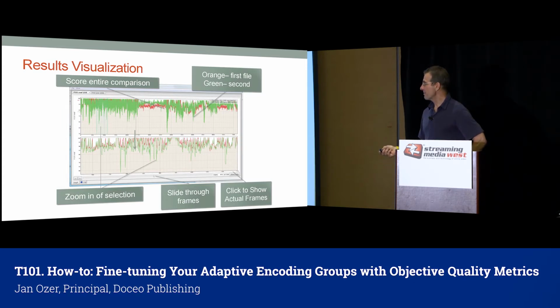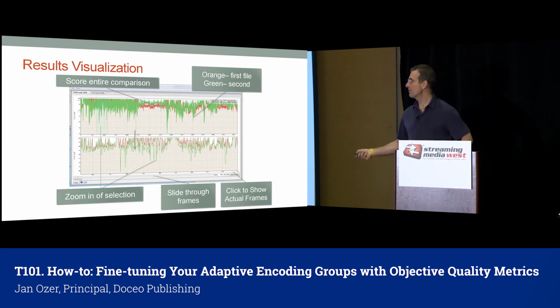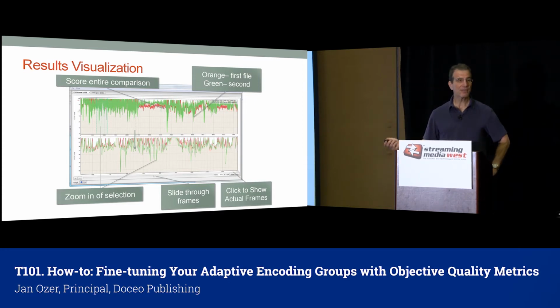So here's the entire comparison. This is the entire file. This is the zoomed in region from here. So this little green area is what you see down here. And you can slide through all the frames using the slider. You can use the arrow keys down here. And then if you want to view a specific frame, if you want to see what that frame actually looks like, both the original and both of the encoded files, you click Show Frame, and then you can toggle through the frames. And we'll see what that looks like in a minute.